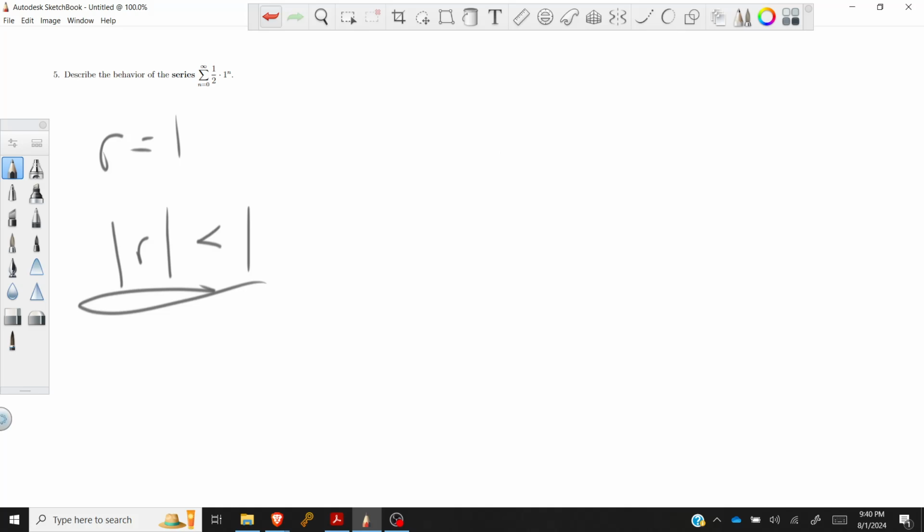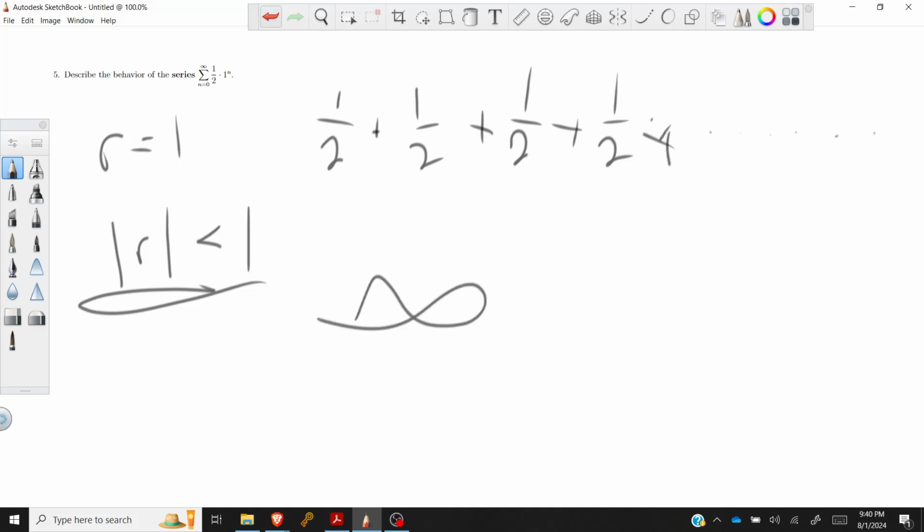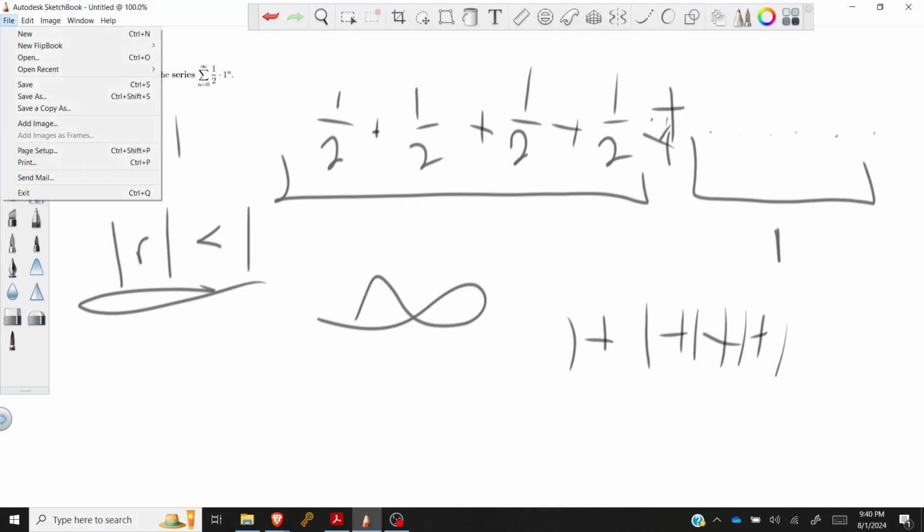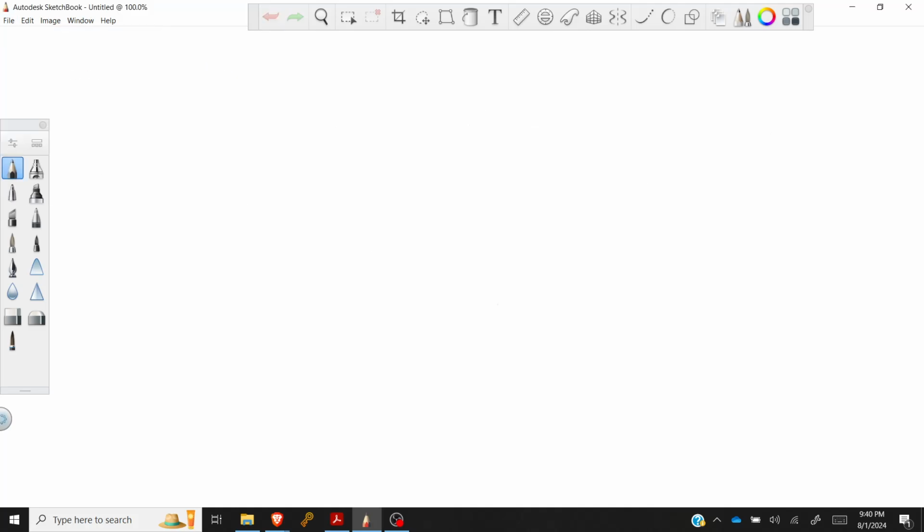And if you plug in values of n, that's going to make sense, right? 1 to the n is always going to be 1. So this is basically just 1/2 plus 1/2 plus 1/2 plus 1/2 forever and ever, veering off to infinity, because this is already 1, and then it's going to be plus 4 more of those, which is another 1. So you can think of it as 1 plus 1 plus 1 plus 1 plus 1. So that diverges to infinity.